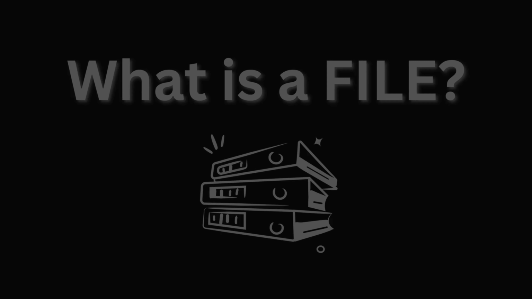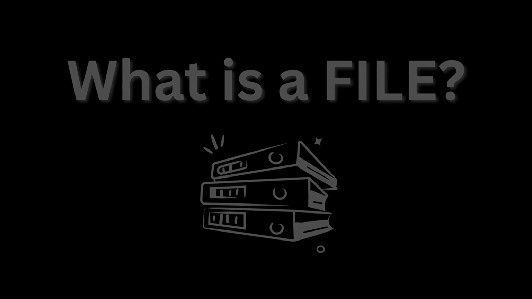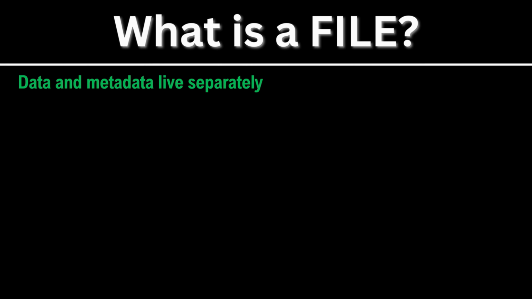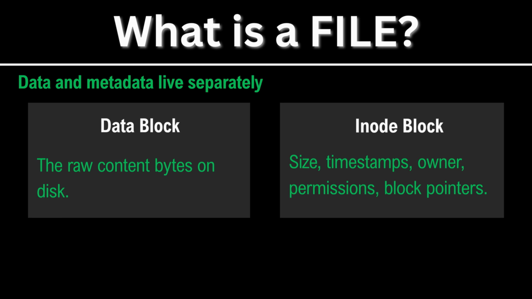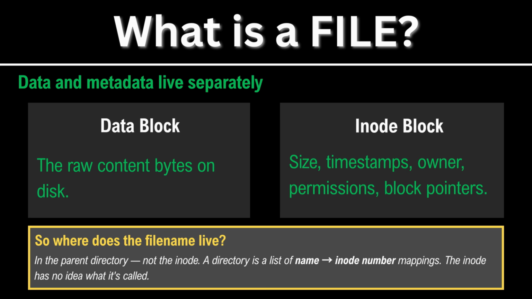Let's get started. Let's understand what a file is first. A file has two parts, the actual data and the metadata about it. The actual data in the file is stored in a data block, and the metadata lives in a separate structure called an inode. Inode stores data like size of the file, timestamp, owner, permissions, and a pointer to the data block. A file also has a name, but it lives inside the data block of the parent directory, and it points to the inode number of the file.